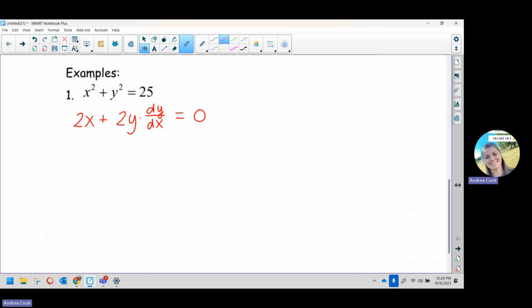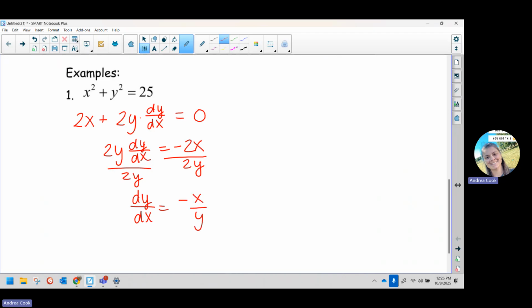And now all we're going to do is solve for dy over dx. So I'm going to subtract 2x over and divide by 2y. So dy over dx is negative x over y. And that's it.